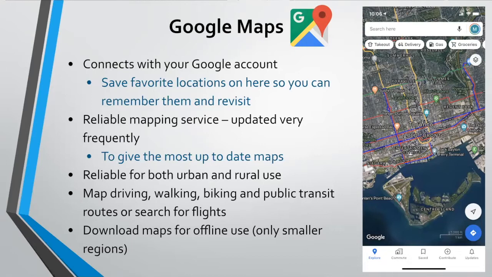So if you were to put in a location, you can see how long it would take to get there by car, how long it would take to get there by walking, biking, and public transit, and flying if it really is that far. And you can also download maps for offline use for small regions.